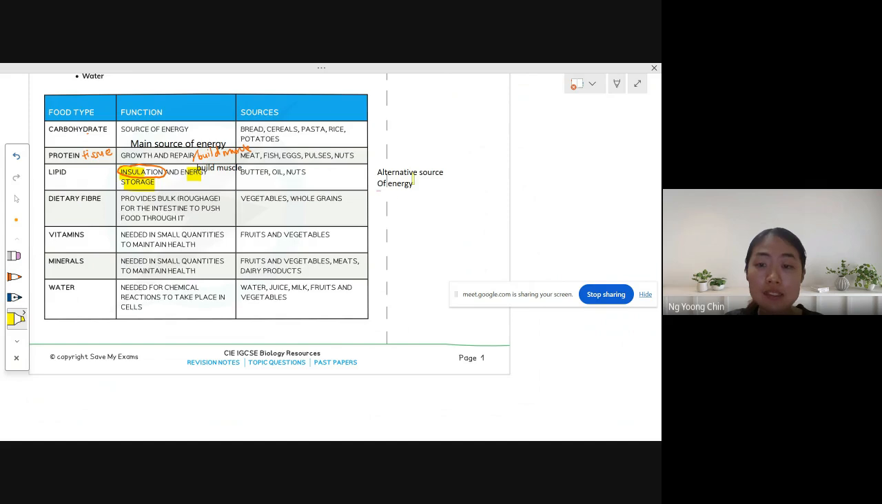And also it's an alternate source of energy. What is meant by alternative source of energy? That means that the lipids are also able to become one of the sources of energy provided to our body cells.